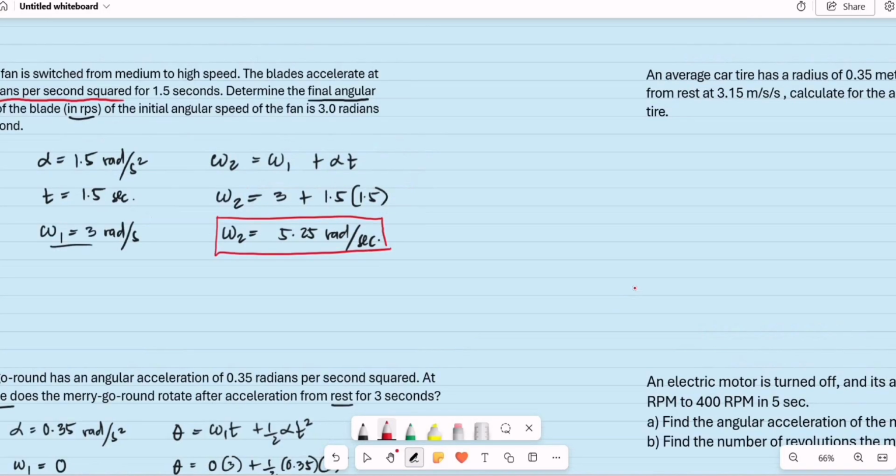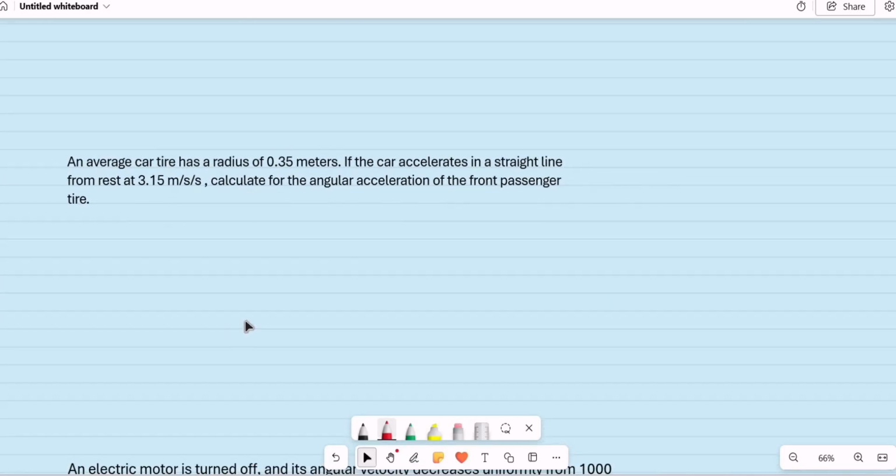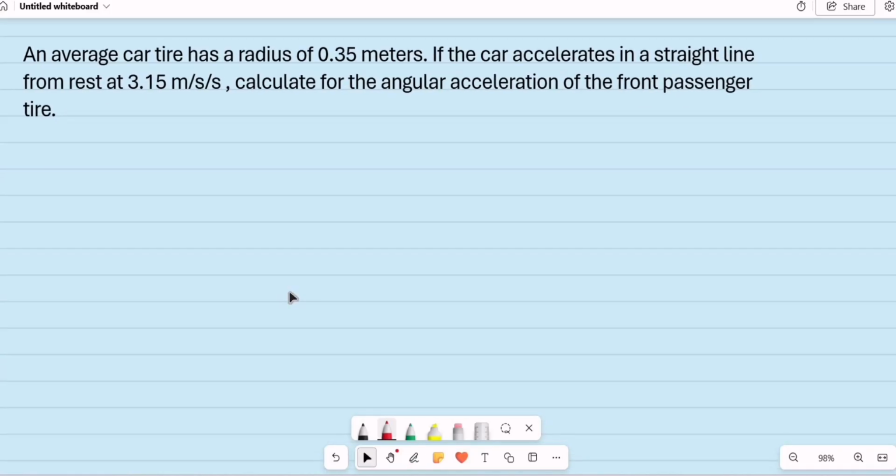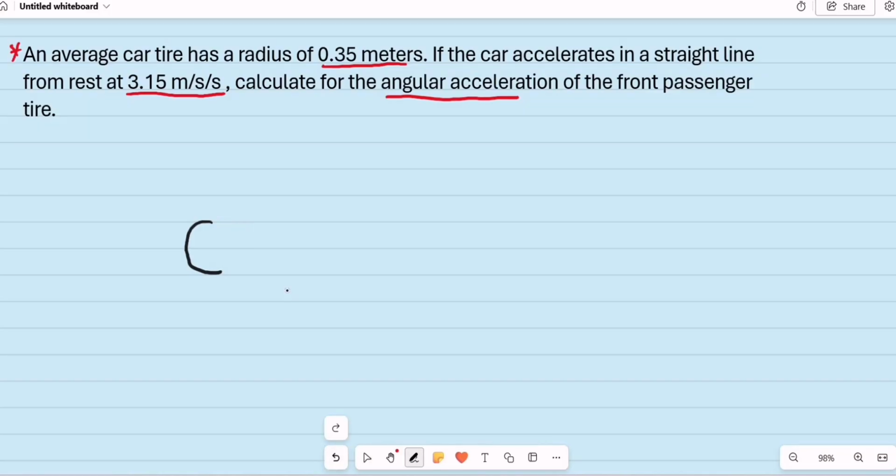Okay, so let's have another example. Let us solve our third example. An average car tire has a radius of 0.35 meter. If the car accelerates in a straight line at 3.5 meters per second, calculate the angular acceleration of the front passenger. So for an object that is rotating, for example, a wheel or the tire of a car.